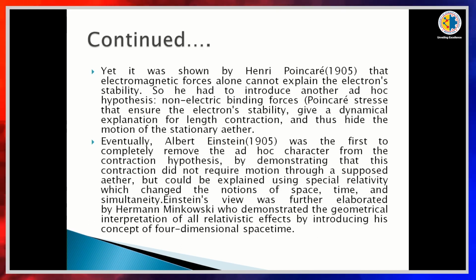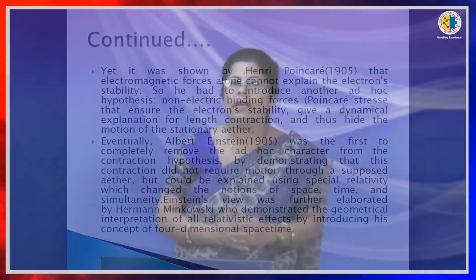Eventually, Albert Einstein in 1905 was the first to completely remove the ad hoc character from the contraction hypothesis by demonstrating that this contraction did not require motion through a supposed ether, but could be explained using special relativity, which changed the notion of space, time and simultaneity. Einstein's view was further elaborated by Hermann Minkowski, who demonstrated the geometrical interpretation of all relativistic effects by introducing his concept of four-dimensional space-time. The Minkowski diagram shows how space and time work together.